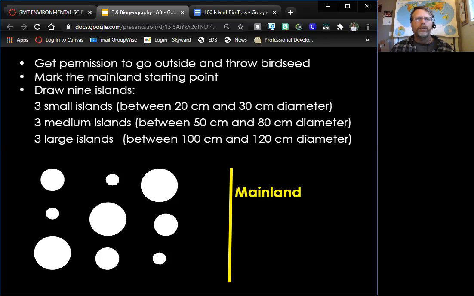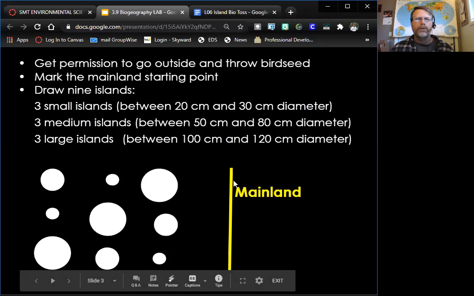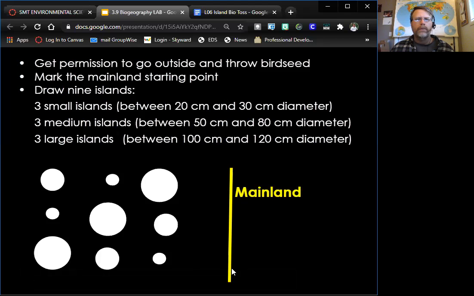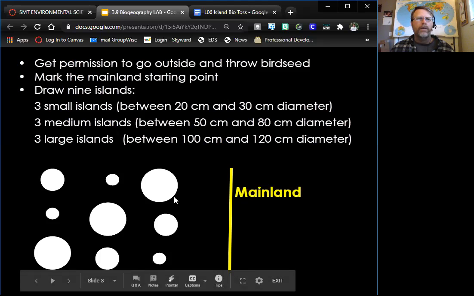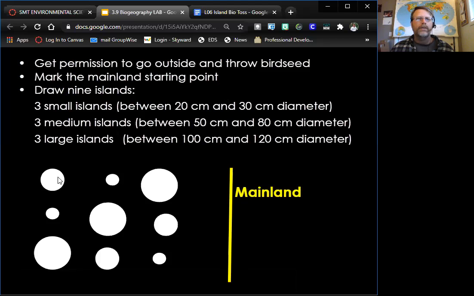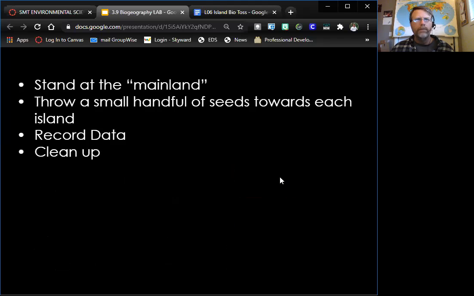Okay. Point one, take a piece of tape or chalk and draw down your mainland line. And then make a host of different islands. You have your small islands, your medium sized islands, and your larger islands. I think I did 30 centimeters, 60 centimeters, and 90 centimeters for my different islands here. So that gives us our different sizes. Then you stay on your mainland and you throw a small handful of seeds towards each island. Record your data and then clean up.